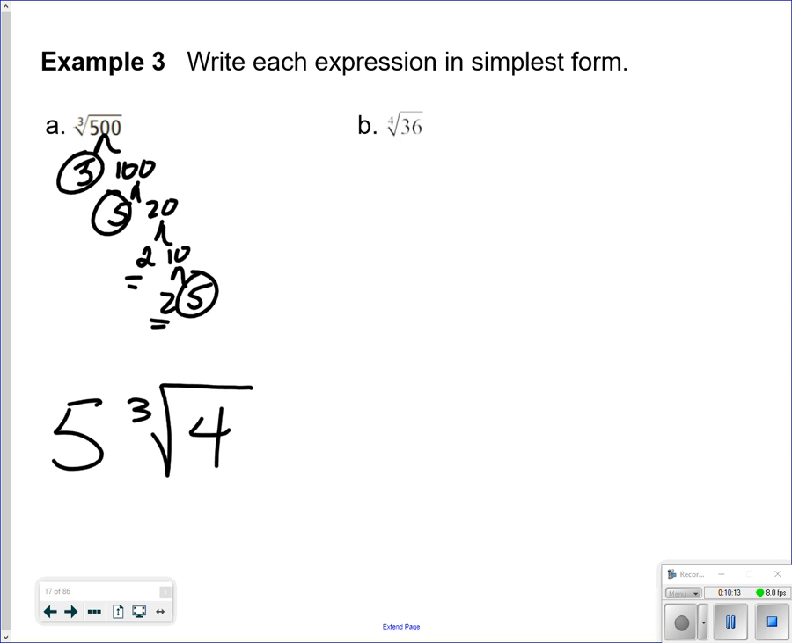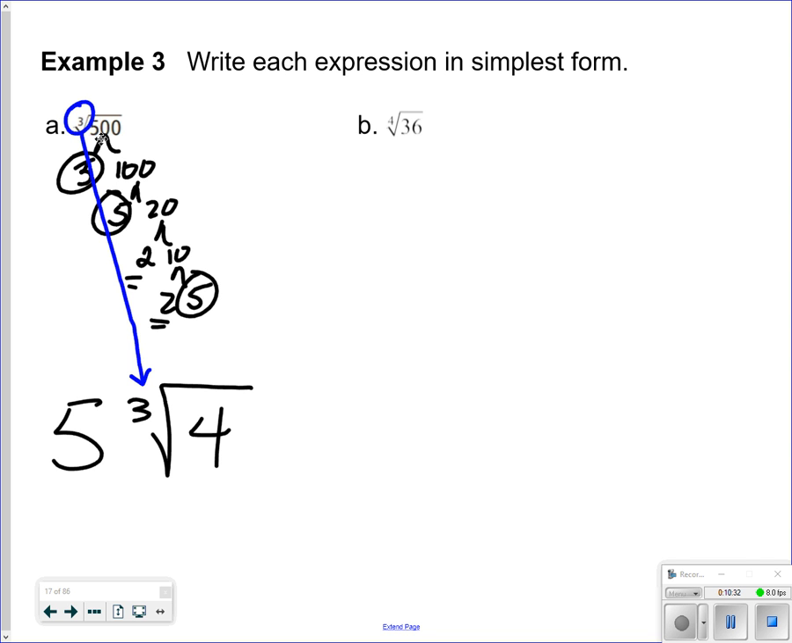Now, you want to know what the most common mistake is? I'm going to circle it. I'm going to talk about it. I'm going to star it. When writing your answer, the root still needs to be a cube root. A lot of people are going to leave that as a square root, and it's not. It's a cube root. So the answer to this question is 5, cube root of 4.